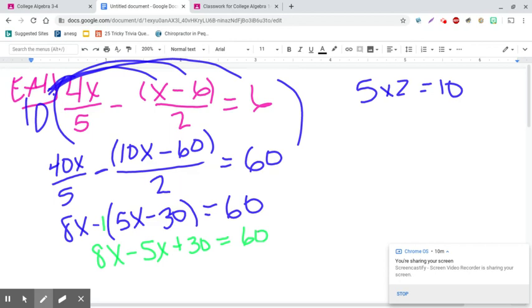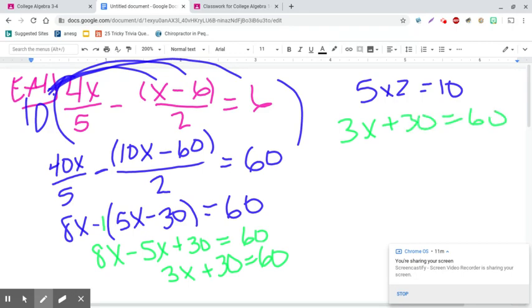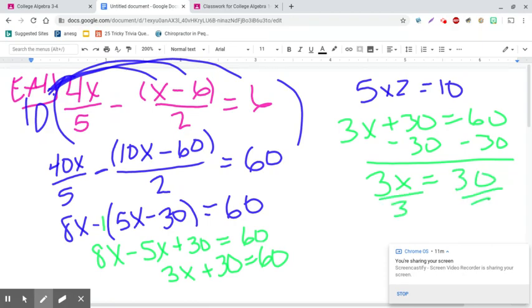All right? So now we're going to combine like terms. 8x minus 5x gives us 3x. Bring down your 30, bring down your 60. I'm going to rewrite this over here so we can finish it with some space. You want to subtract 30 from both sides, which gives you 3x equals 60 minus 30 gives us 30. Divide by 3, x equals 10. Yay, we're done. We finished.